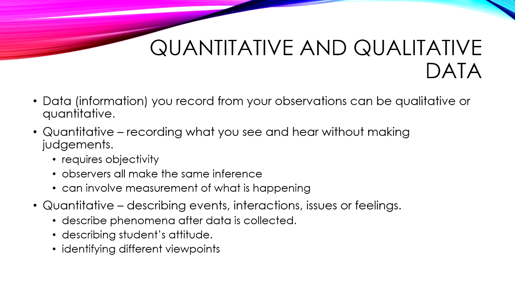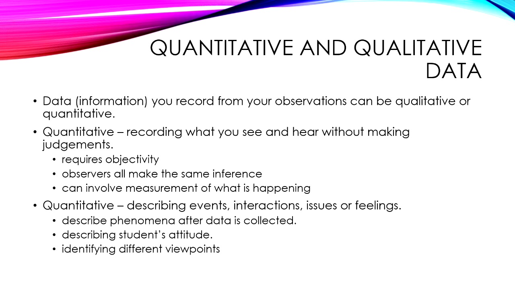Therefore, quantitative data requires objectivity, meaning that other observers would make the same inferences as you would. It can also involve measurement of what is happening, such as tabulated data over time, for example, the use of surveys.